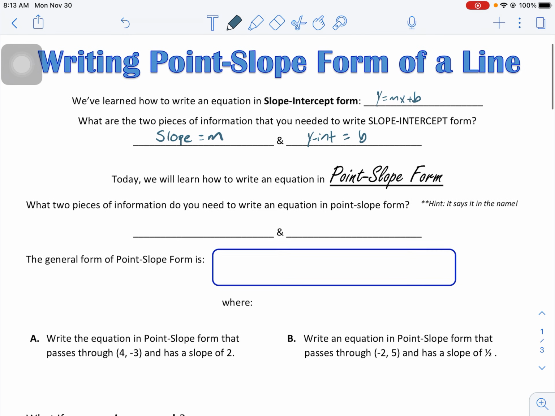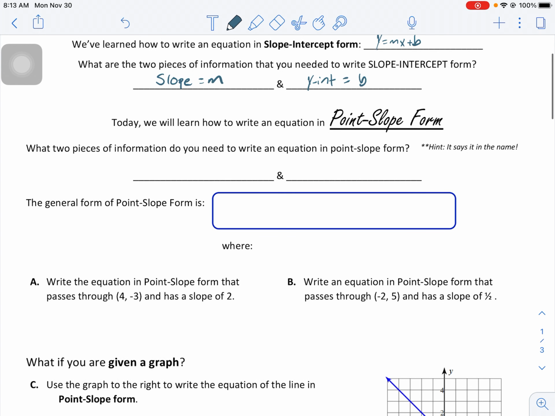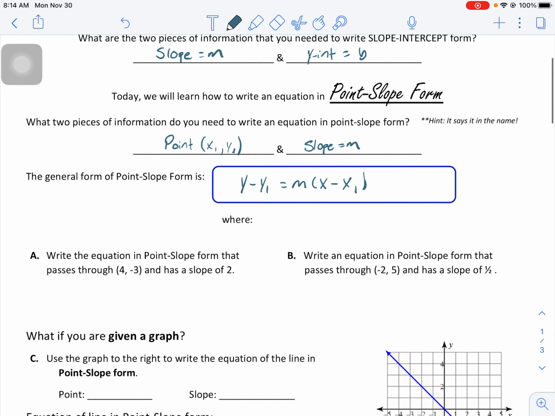Today we're going to learn how to write the equation in point-slope form. What two pieces of information do you need to know to write this equation? Well, it's in the name. You need the point, which is going to be our x1, comma y1. And then you also need the slope, which is still our m. The general form for point-slope form is y minus y1 is equal to m times x minus x1. So this is the general form for point slope.